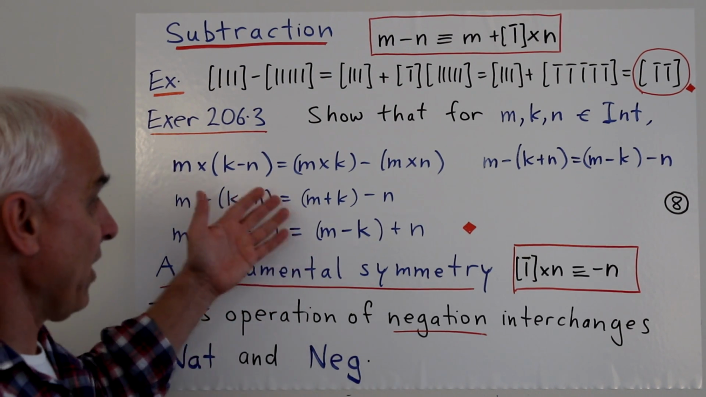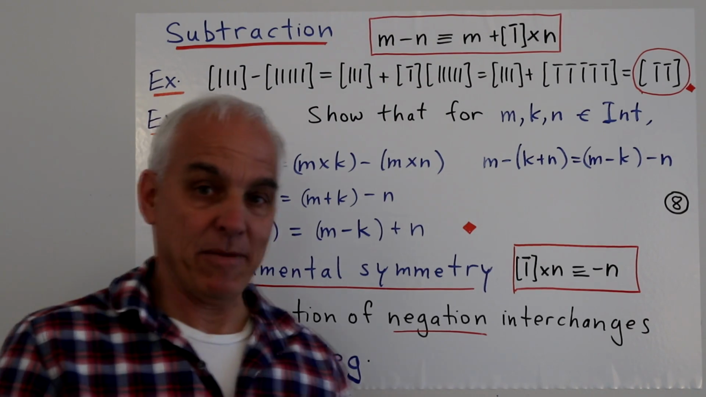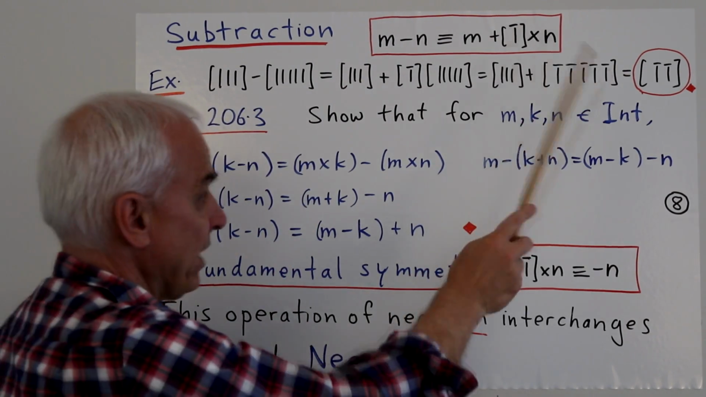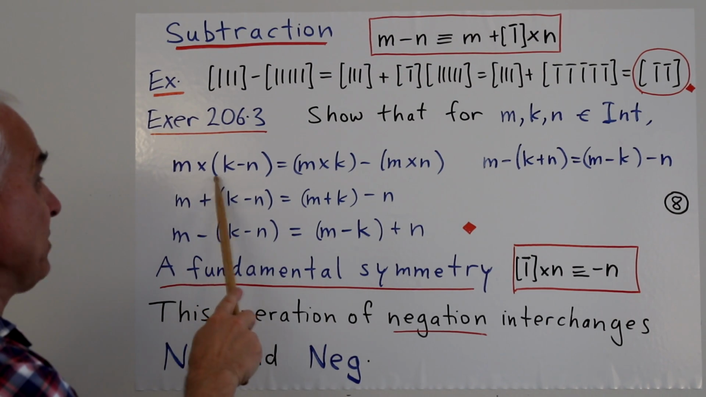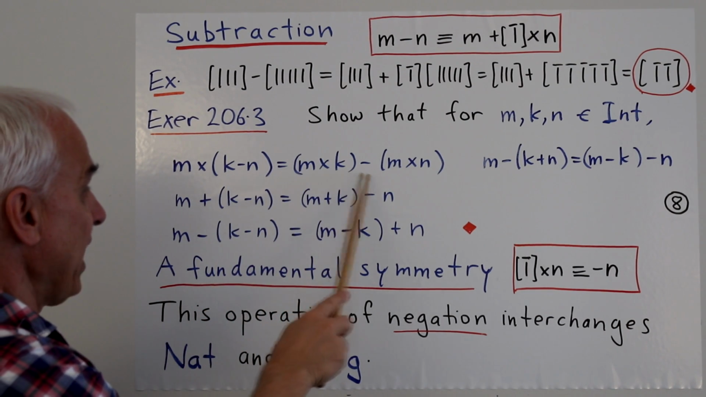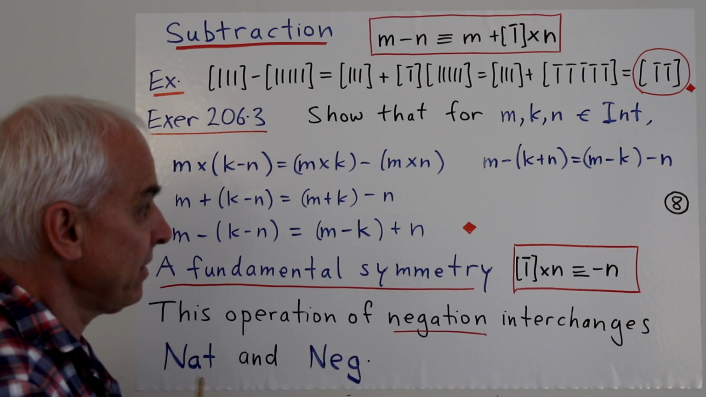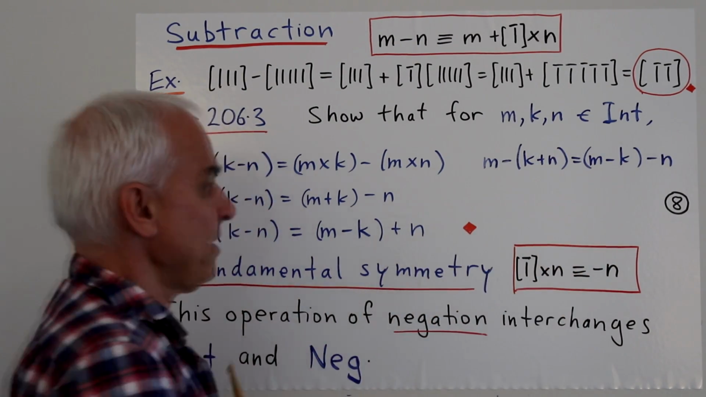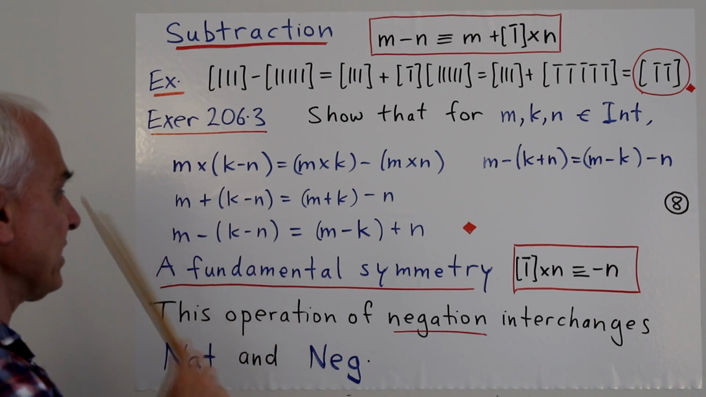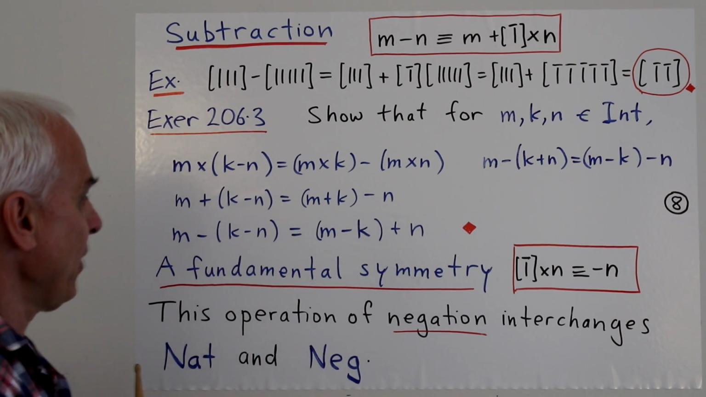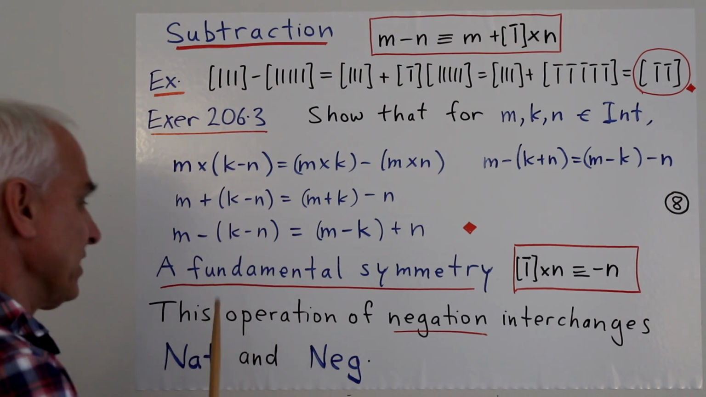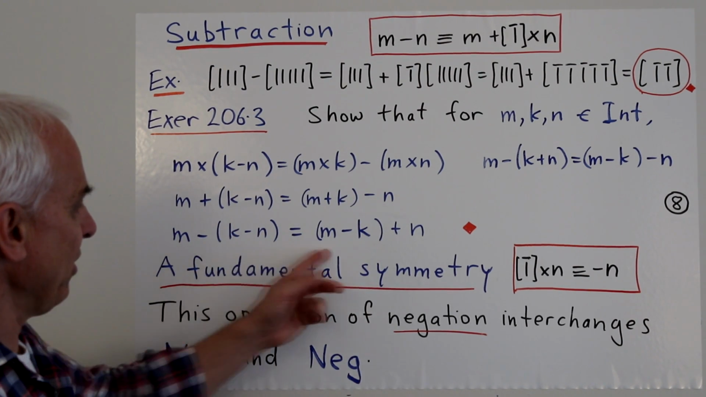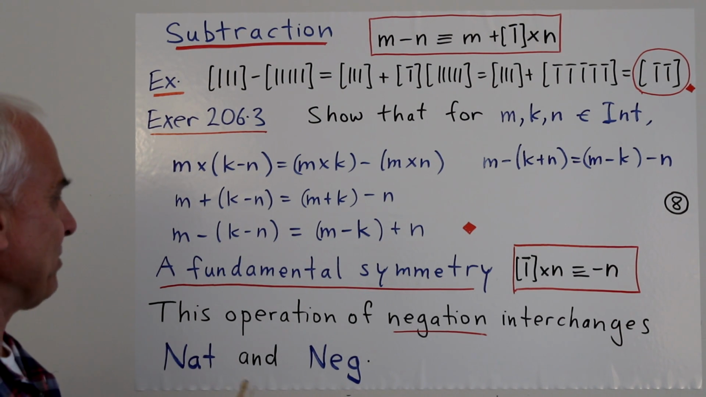Okay, so now you can verify some basic fundamental laws of arithmetic involving subtraction. If m, k, and n are integers, then m times (k minus n) is m times k minus m times n. Then m minus (k plus n) is m minus k minus n. That m plus (k minus n) is m plus k minus n. And that m minus (k minus n) is m minus k plus n. I guess this one here is a little bit problematic sometimes for young people.